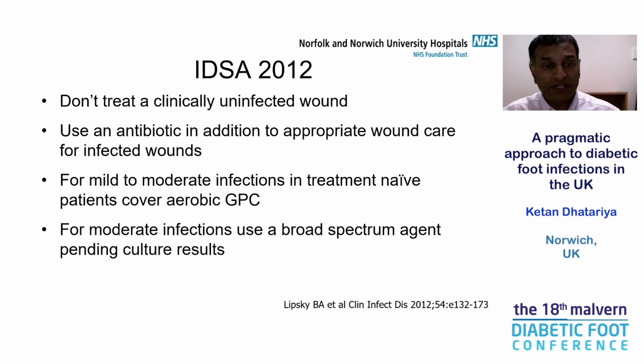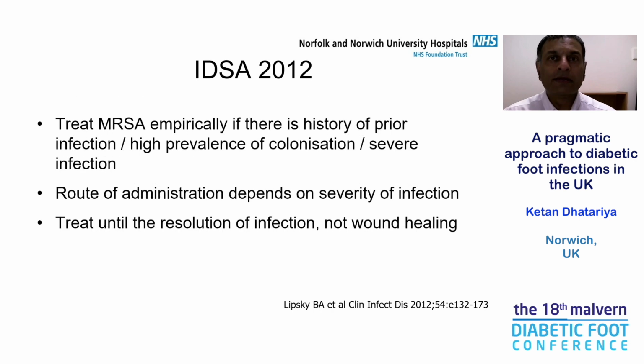For mild to moderate infections, you want to use an agent that covers aerobic gram-positive cocci, Staphylococcus aureus, of course, being by far and away the most common organism grown in most series reported in the world. For moderate infections, you want to use something maybe broad spectrum whilst you're waiting for specific microbiological results and sensitivities. If you've got MRSA, you need to think about that, and depending on what your local microbiology teams want you to use for MRSA, then that's what you'll need to use.